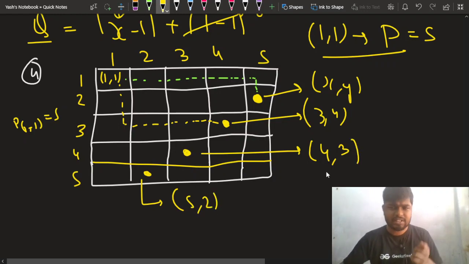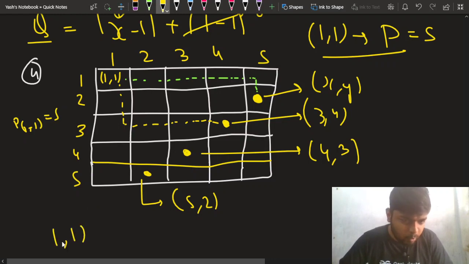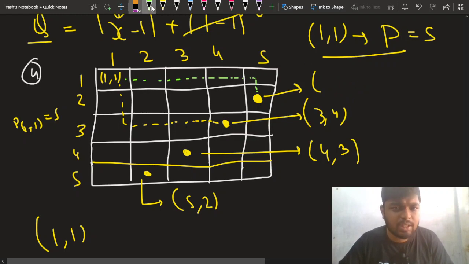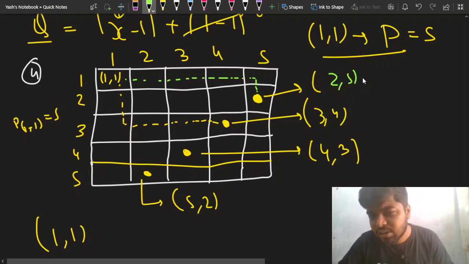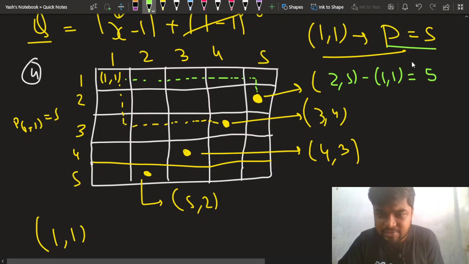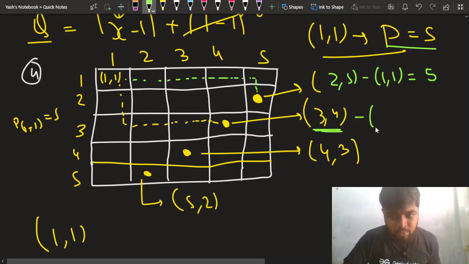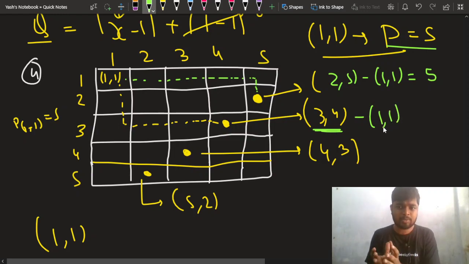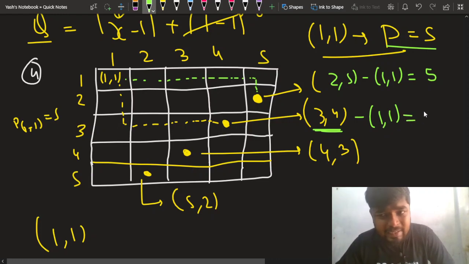If you see the distance between all these cells from 1 comma 1, the distance of this cell, which is 2 comma 5, from 1 comma 1, if you take the absolute difference of x coordinates and y coordinates, comes out to be 5, which is the given p. If you take this cell 3 comma 4, and add the absolute difference of x1 and x2 with the absolute difference of y1 and y2, then also you will get a distance of 5.